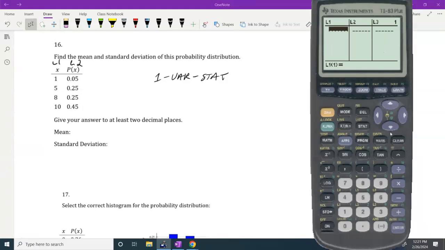I'm going to put in the random variables: 1, 5, 8, and 10. Now I'm going to put in the probabilities.